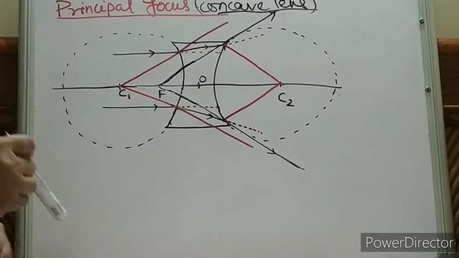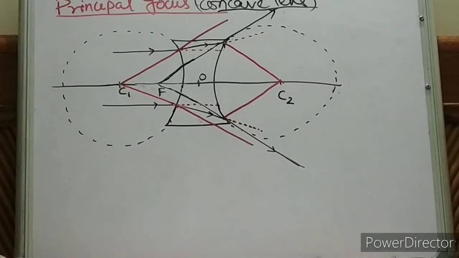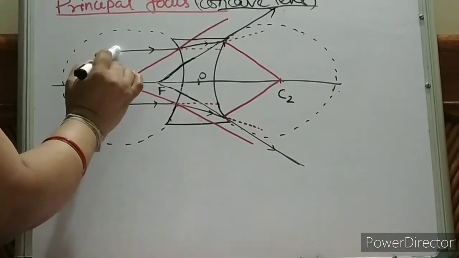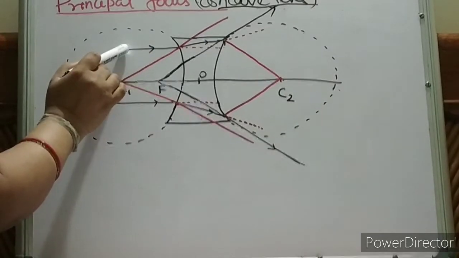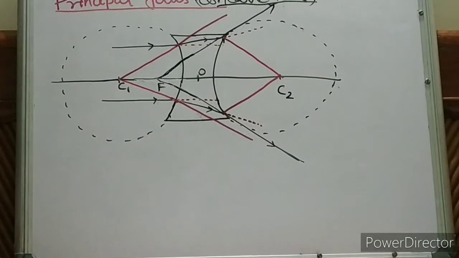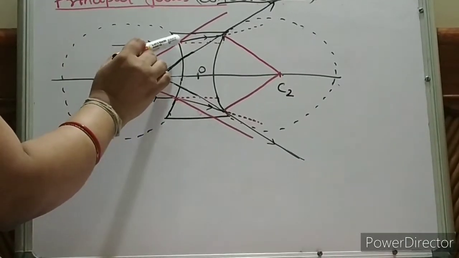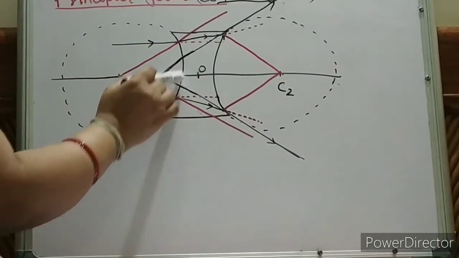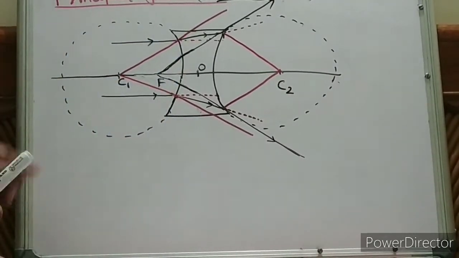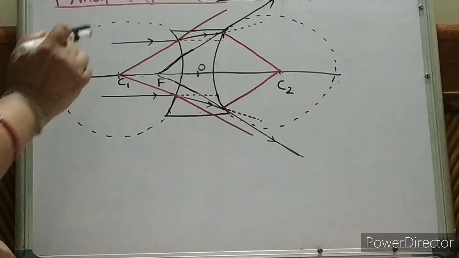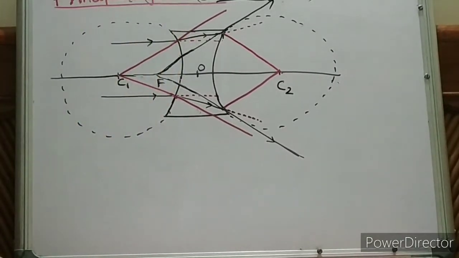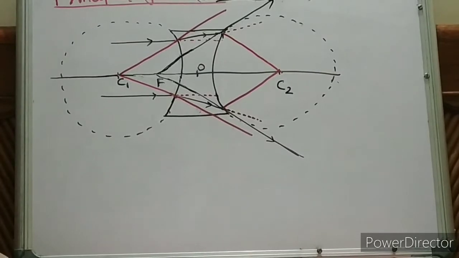Okay children? Now let us consider this incident ray. This incident ray of light is parallel to the principal axis and it is striking the refractive surface at this point. Now how will it bend, how will it get refracted? Let me help you to understand.